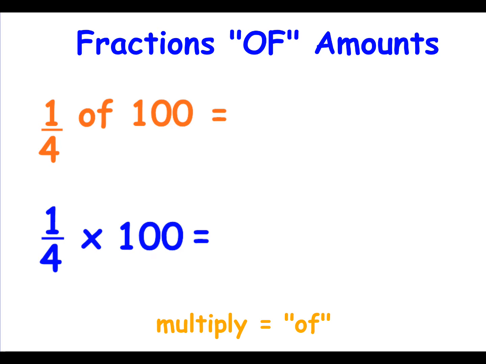So if I have a quarter of 100, the trick is to take the denominator from your fraction and actually do this first. So 100 divided by 4 gives me 25. And then multiply your numerator by whatever the result of this division is. So a quarter of 100 is 25, which I'm hoping a lot of you knew anyway. It's just to show you the process.